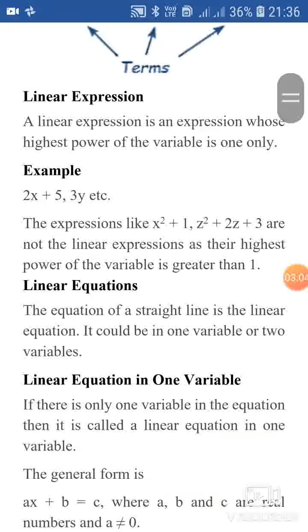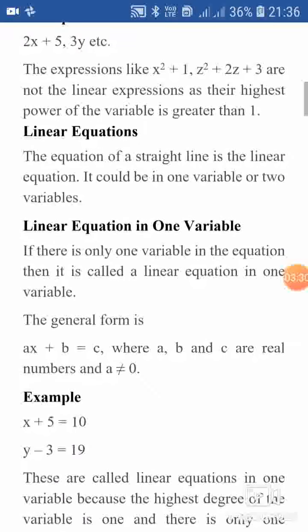Now comes the linear equation. You might be surprised what the difference is between an expression and an equation. I've already explained: an expression means only one side is written, and an equation is when it is written with an equal sign to any other linear expression, constant or any other term. Then it becomes a linear equation.